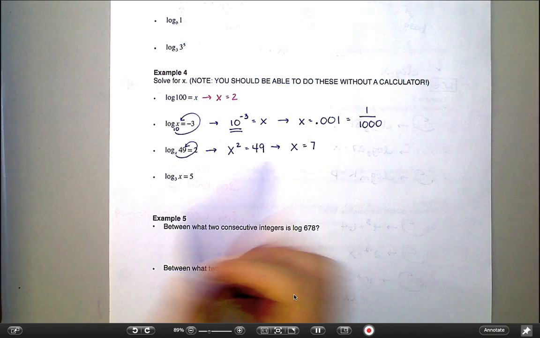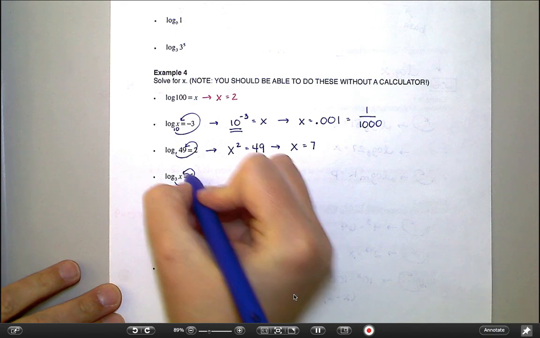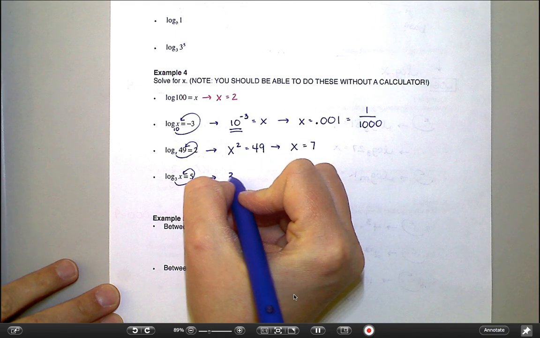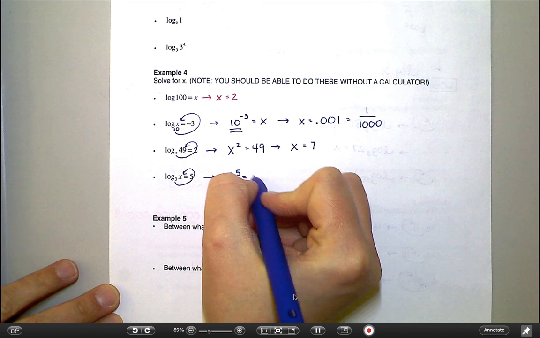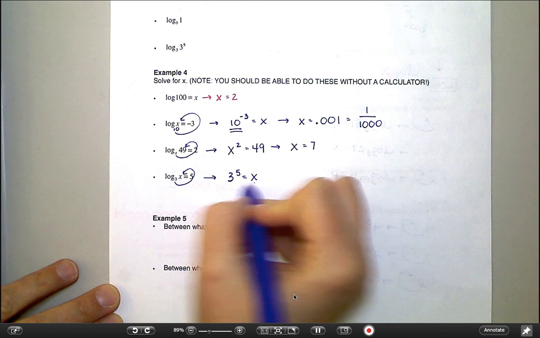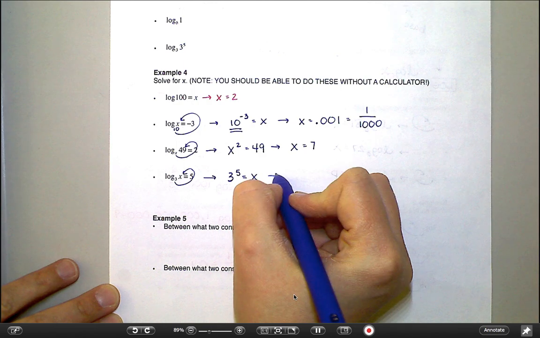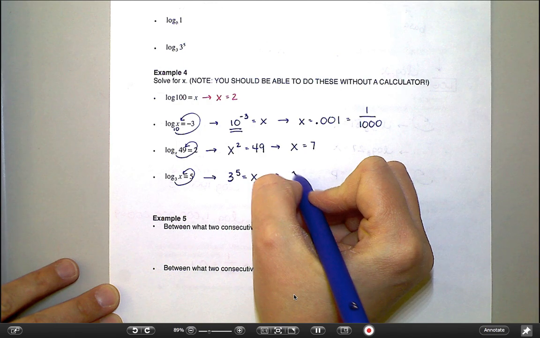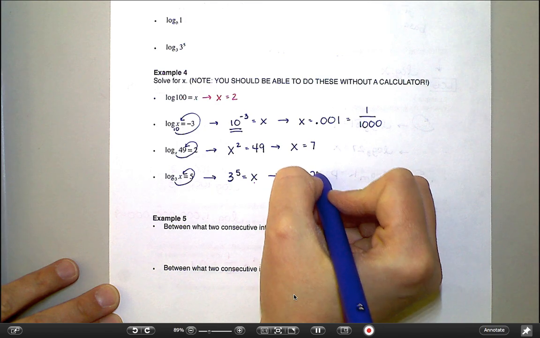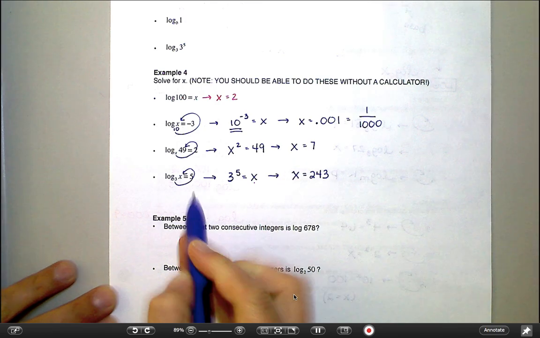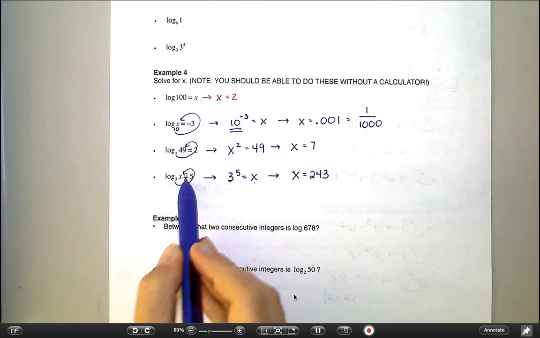Okay, and then this last one, I get 3 to the 5th equals x. And so this one, the x is over here, and I just have to figure out what is 3 to the 5th power. I think that's 243. So x would be 243. And so if I had had log base 3 of 243, the answer would be 5.